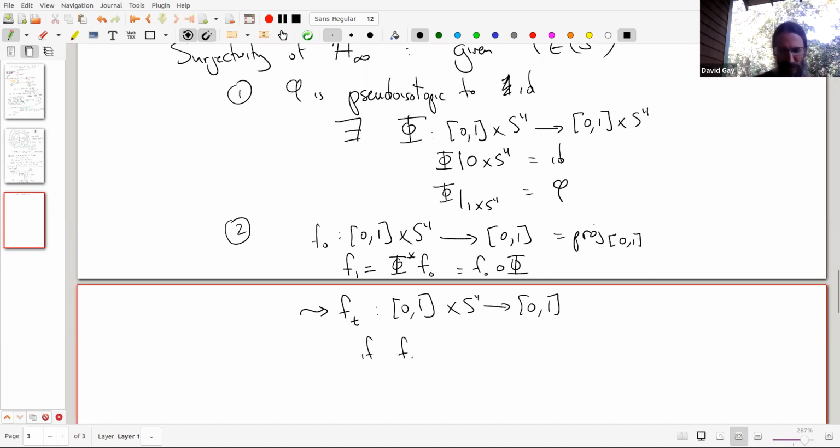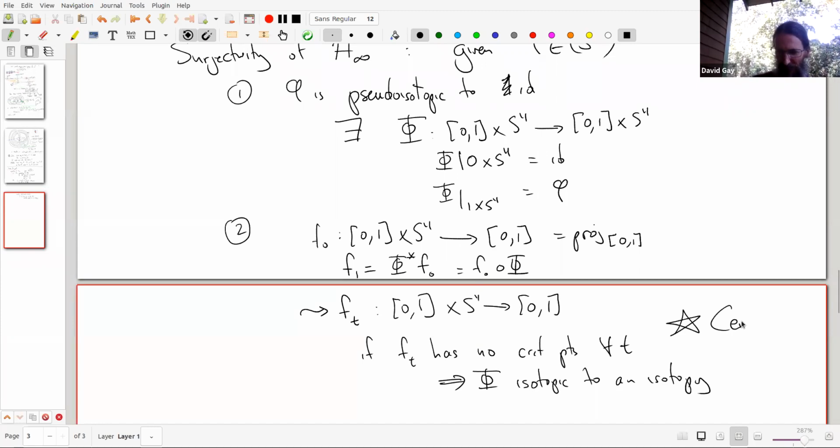And if f sub t has no critical points for all t, then that implies that capital Phi is isotopic to an isotopy. And so this is all Cerf's idea. And he used this in higher dimensions to show that pseudo-isotopies are isotopic to isotopies in various cases.